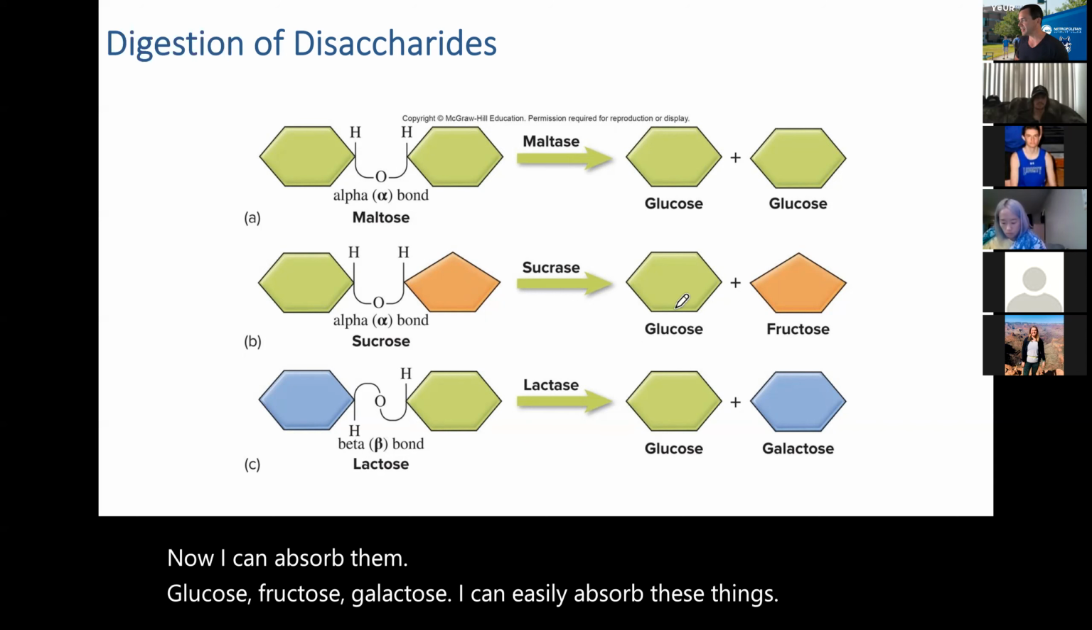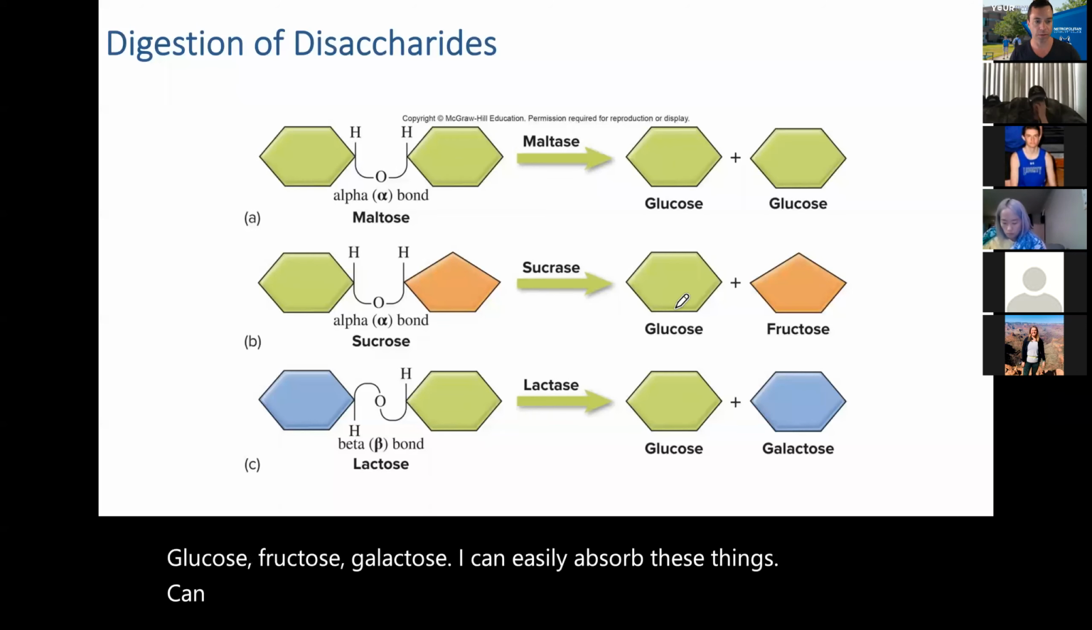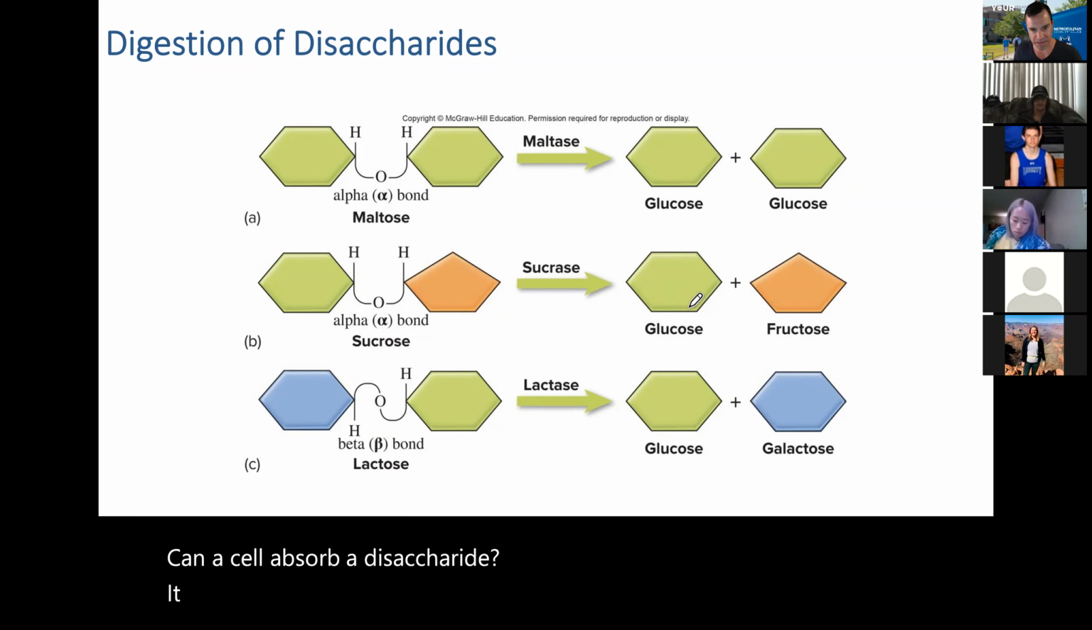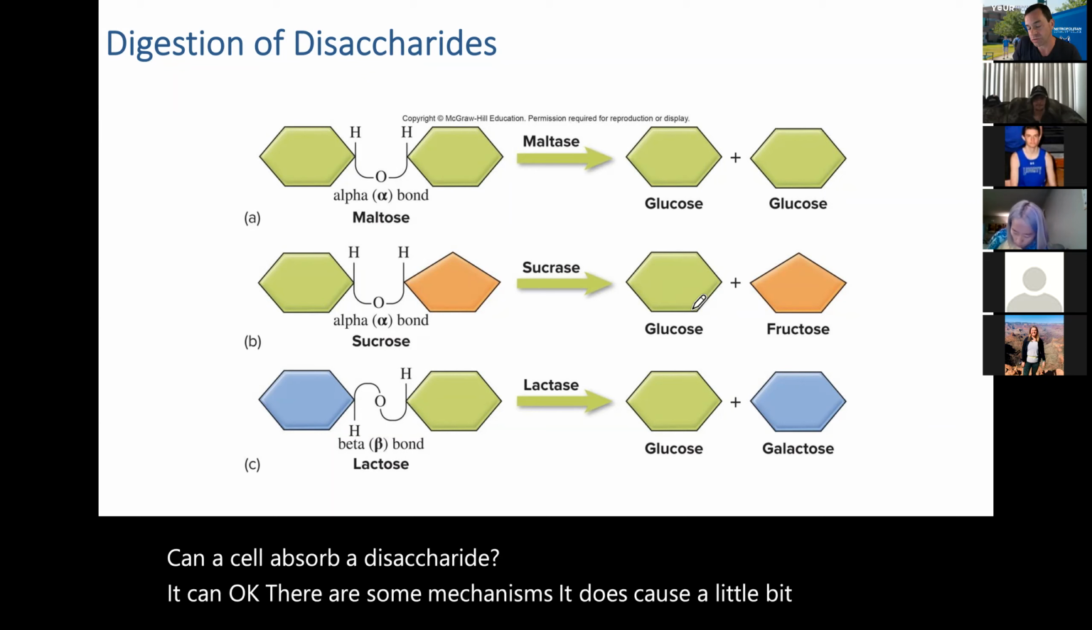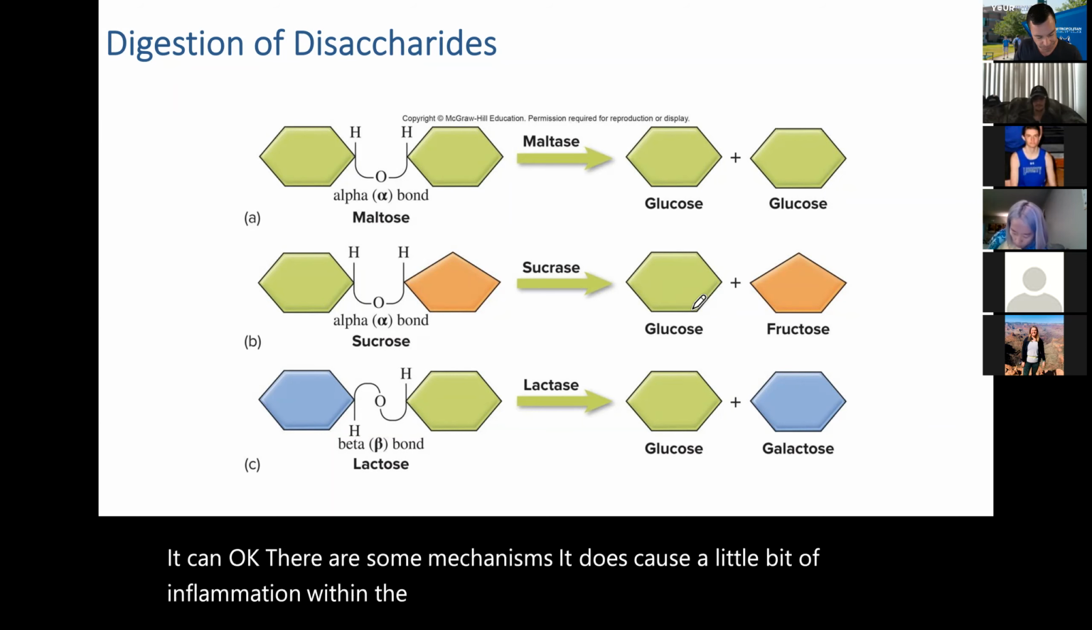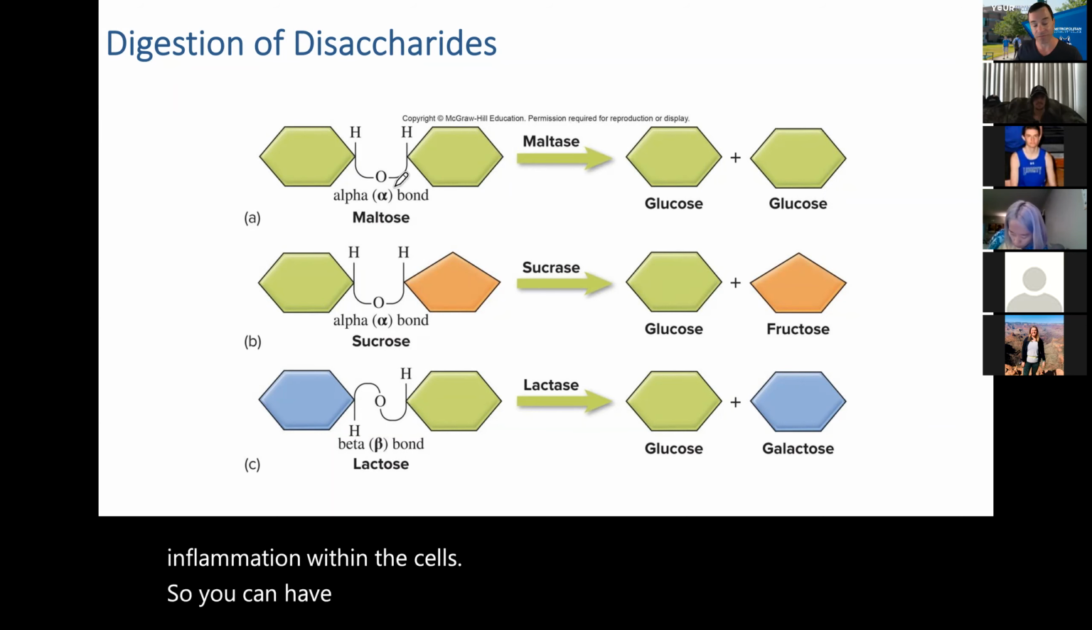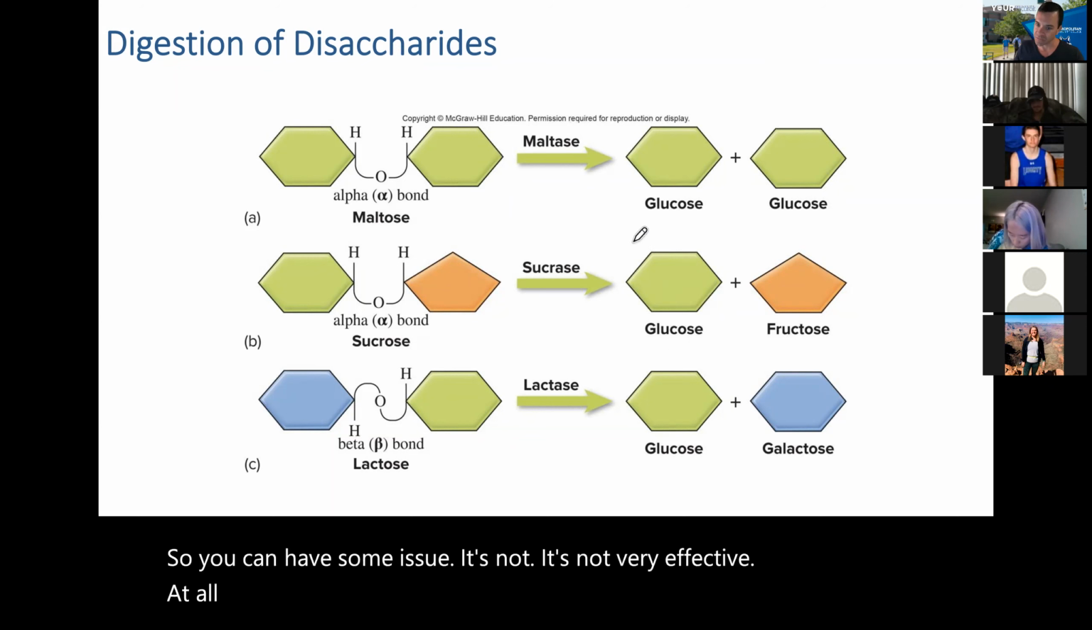Can a cell absorb a disaccharide? It can, okay? There are some mechanisms. It does cause a little bit of inflammation within the cells. Okay? So you can have some issue. It's not very effective at all of that absorption, okay? Very effective at absorbing all of our monosaccharides right here, okay?